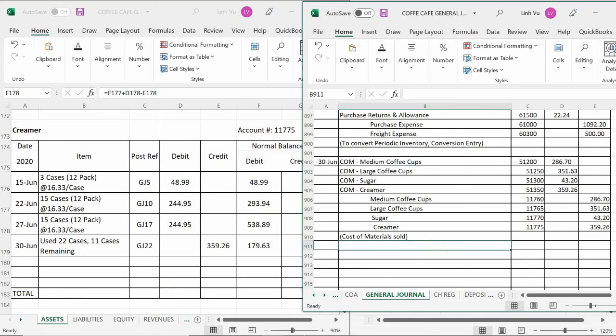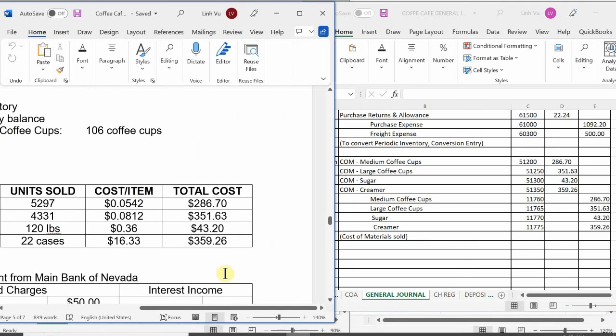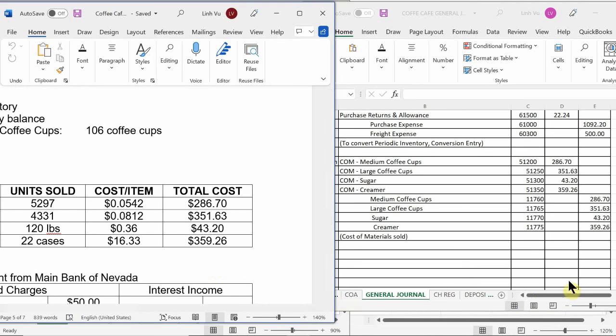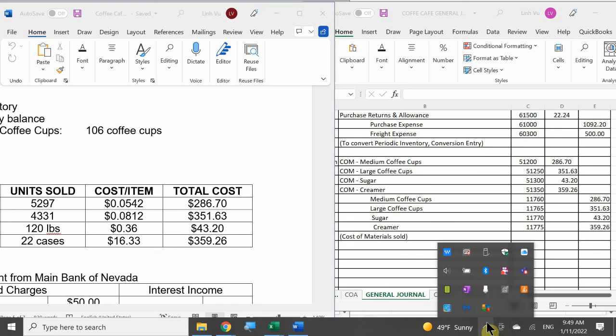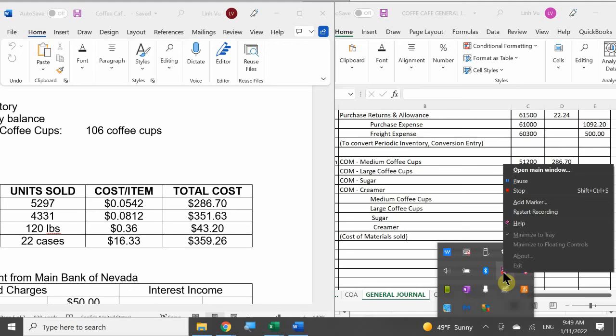All right, so we finished the journal. We finished updating our ledger. So I'm going to stop here and we're going to go take a break. Okay. So right now I have on the clock, it is 9:50.